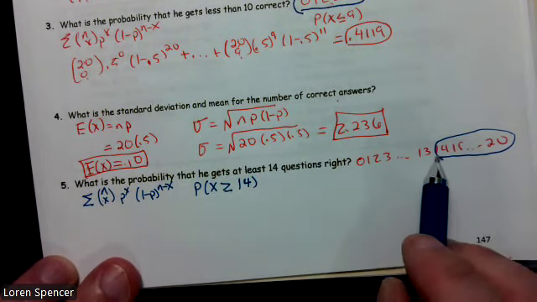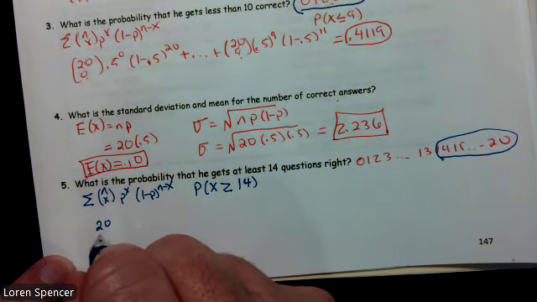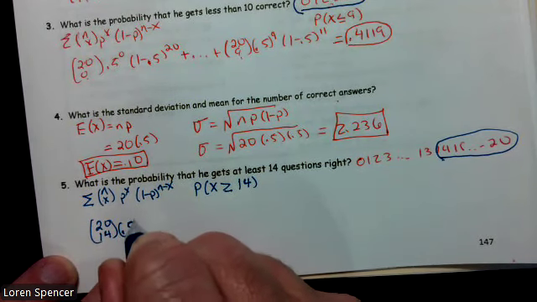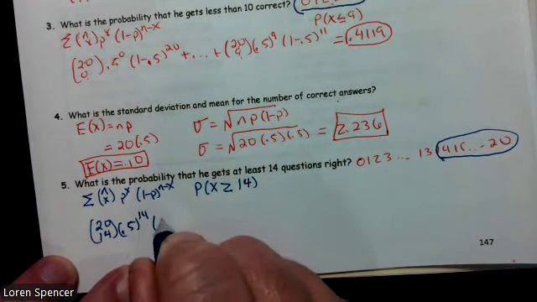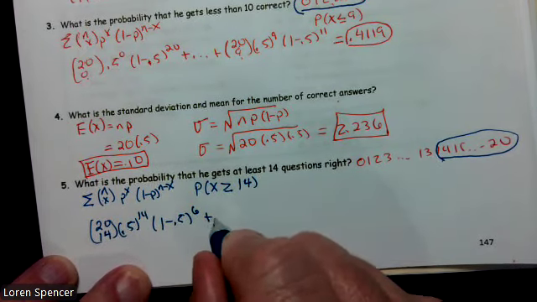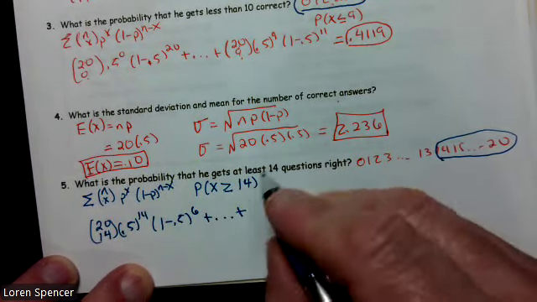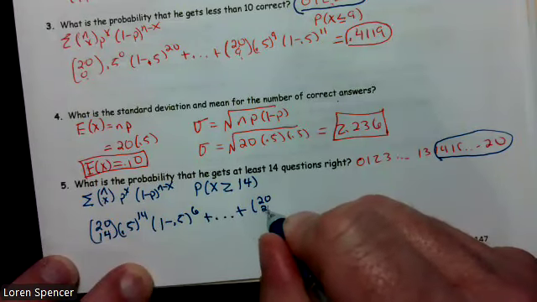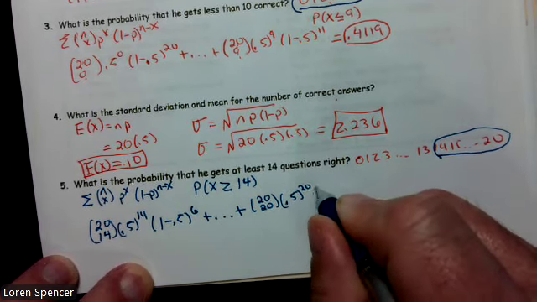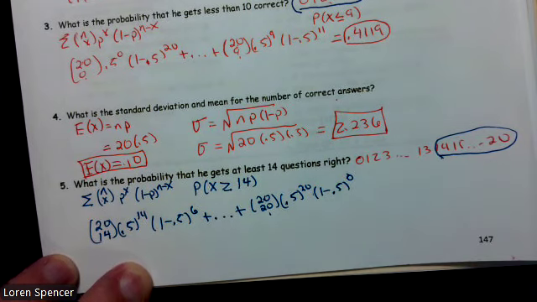At this point, I need to plug in. I need to start with my lowest value, which in this case was 14. So 20 choose 14. The probability of guessing correct is 0.5, raised to the 14th power. 1 minus 0.5, and 20 minus 14 is 6, plus dot, dot, dot. That's the lowest one. The highest one was circled as 20. So 20 choose 20, 0.5 to the 20th, 1 minus 0.5, 20 minus 20 is 0.